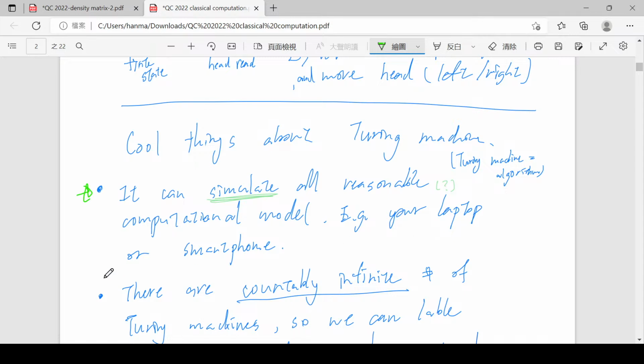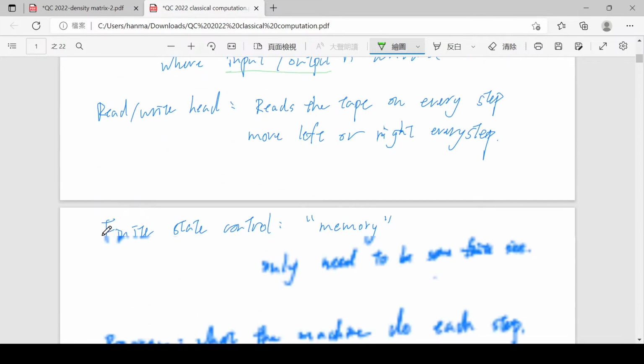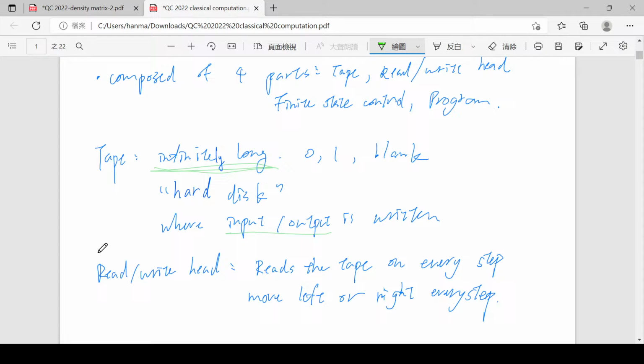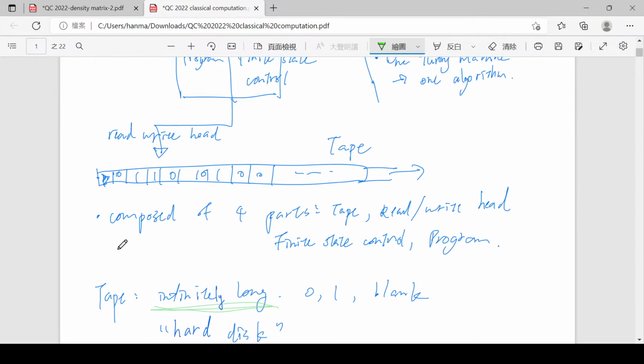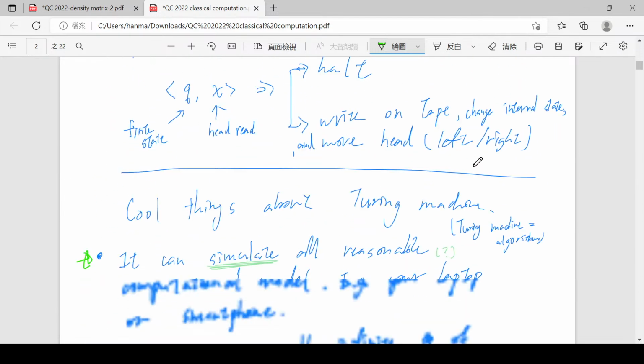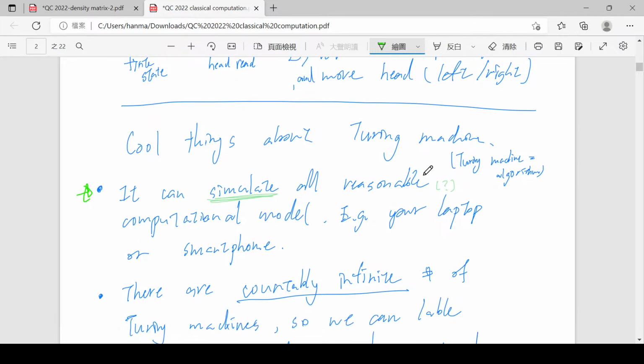So, for example, your laptop or smartphone, we think a Turing machine can simulate them in reasonable time, which is a polynomial overhead. So maybe your computer has a 1 TB hard drive, then a Turing machine with maybe 1 TB to the 10th power tape can simulate it. Something like that. So you can simulate all reasonable computational models. That's why we only need to think about Turing machines when we think about computers.